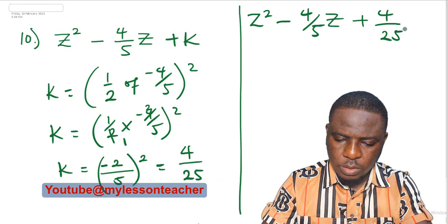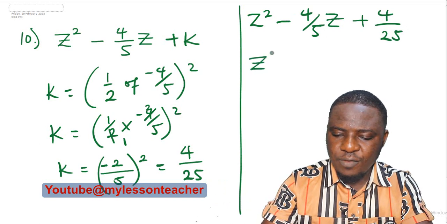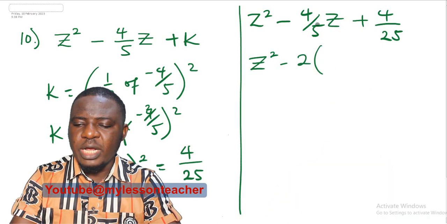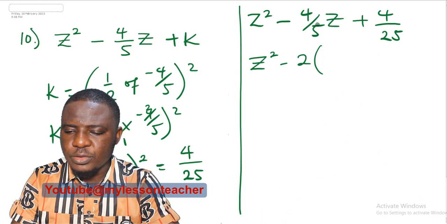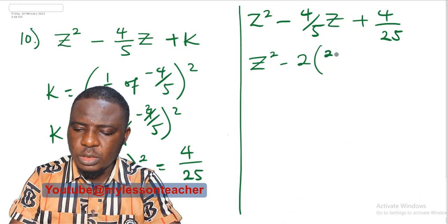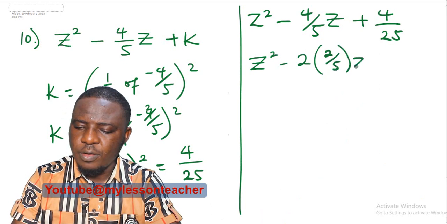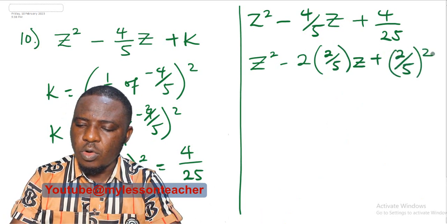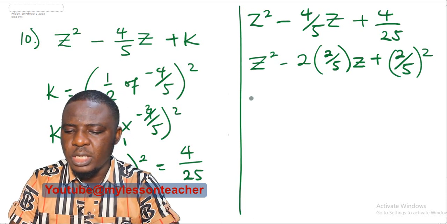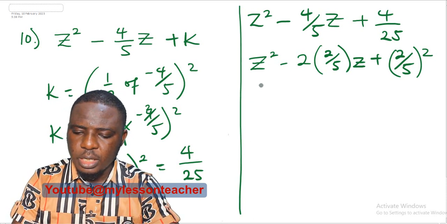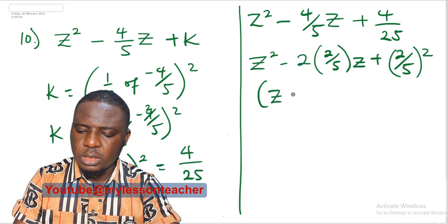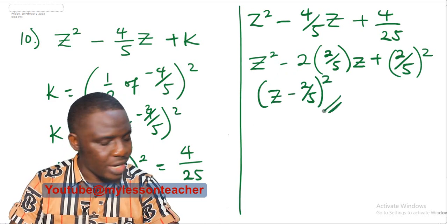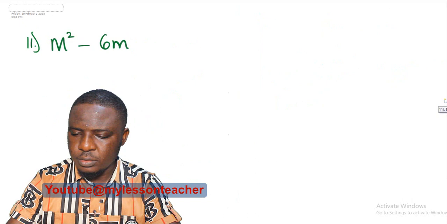So let's simplify this further. We have it to be z squared minus 2 into, so when you factorize out 2 from minus 4/5, you'll be left with 2/5 z plus 2/5 all squared. This has been expressed as a perfect square, where this can be factorized to be bracket z minus 2/5 all squared.